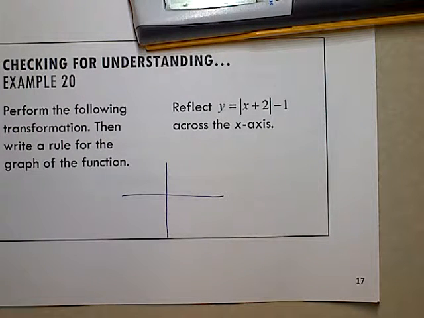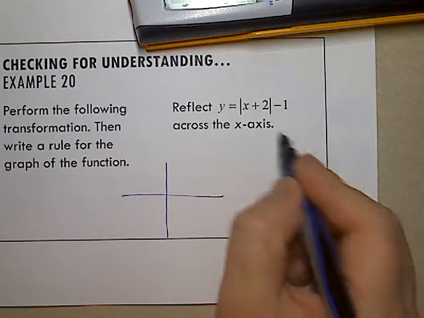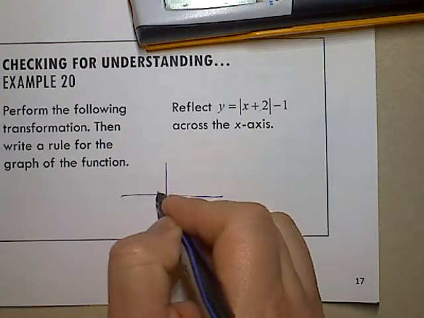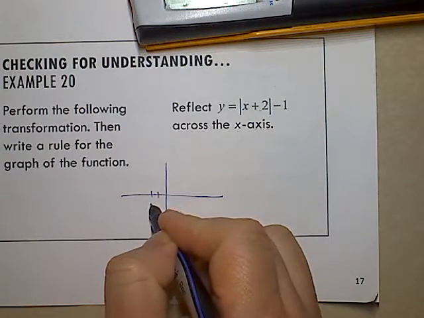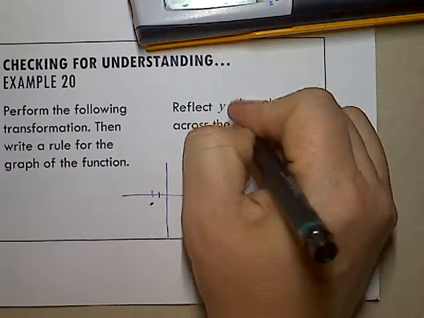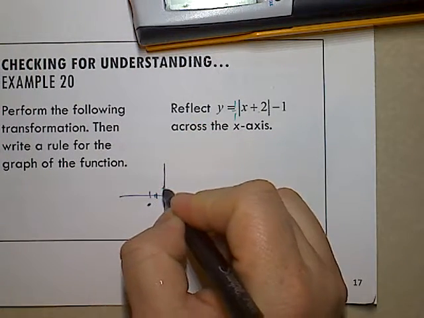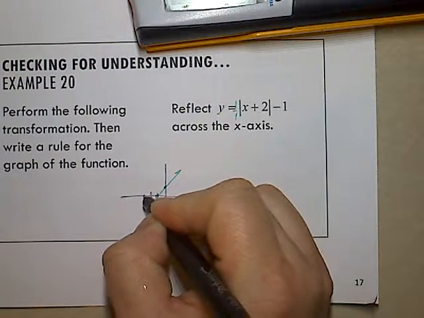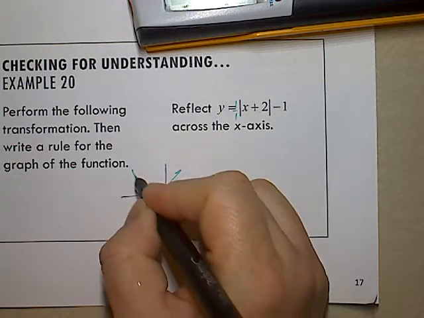Now check with your partner. Do you have the exact same graph? So I would go to the left 2, and I go down 1. And then it tells me there's a hidden 1 over 1. I'm going up 1 over 1, up 1 over 1. Okay, this is my graph.